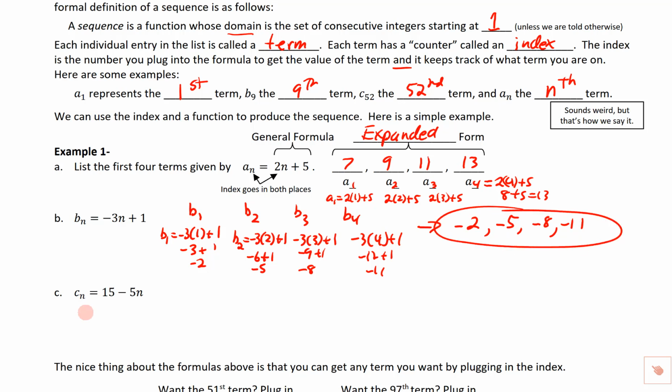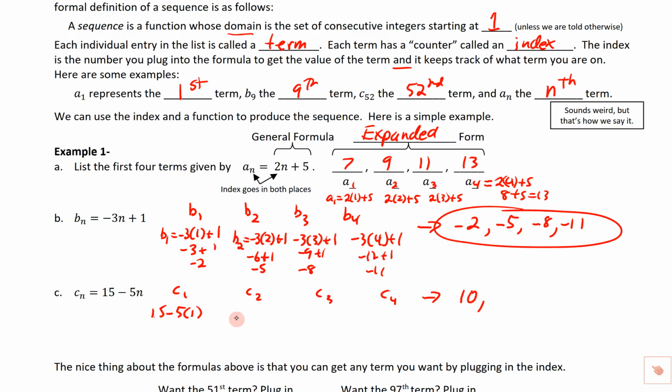And then let's do this one right here. Now you'll notice this one is written slightly different, but we can go ahead and deal with that one. So we're going to do C1, C2, C3, C4, and then we'll write the answers over here. So I'm going to plug in a 1. So this is going to be 15 minus 5 times 1. So that's going to be 15 minus 5. That's going to be a 10. So I'm just going to write a 10 over here.